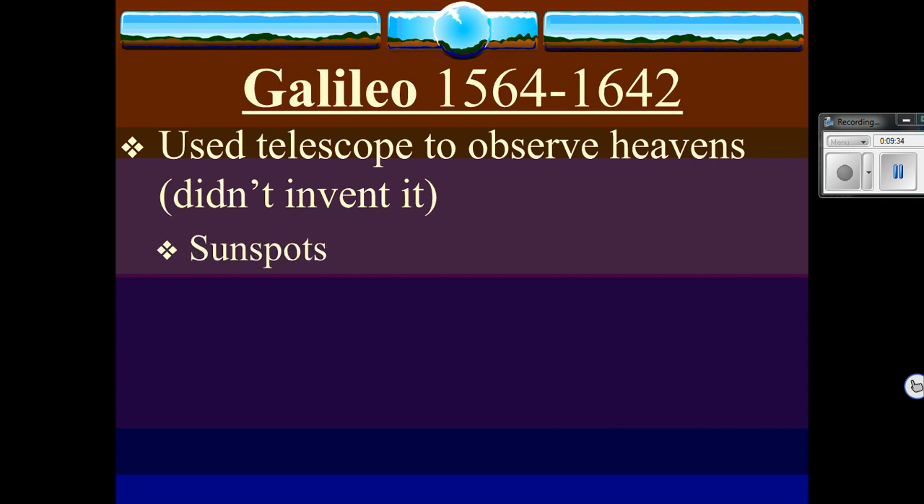He saw sunspots. That was crazy because the sun was supposed to be this perfect sphere that was perfect and didn't have any blemishes. It has these spots on it. He saw mountains on the moon. You guys think about this for a second.